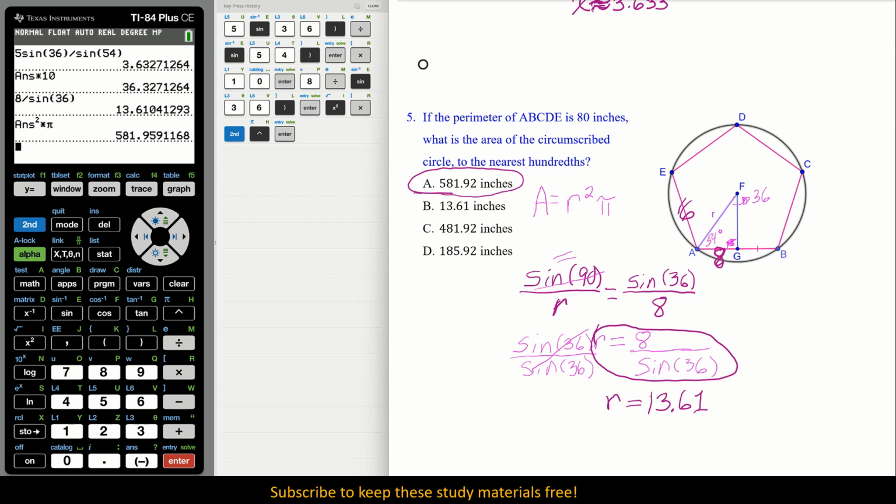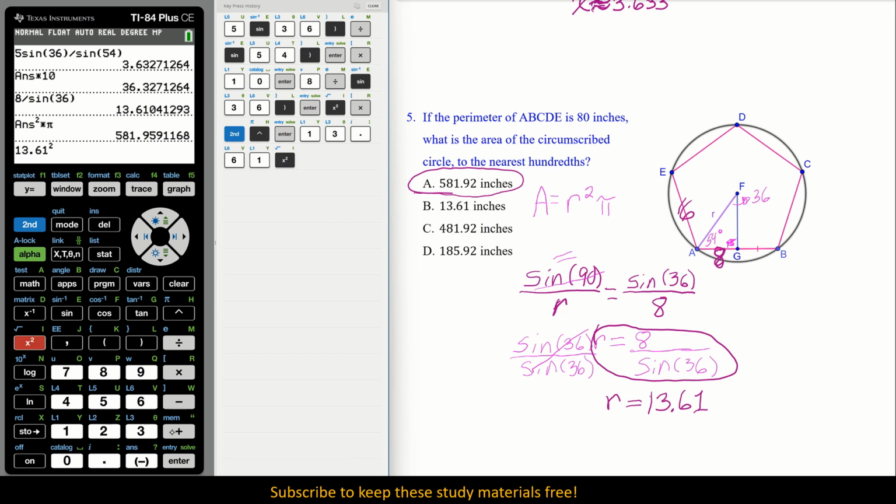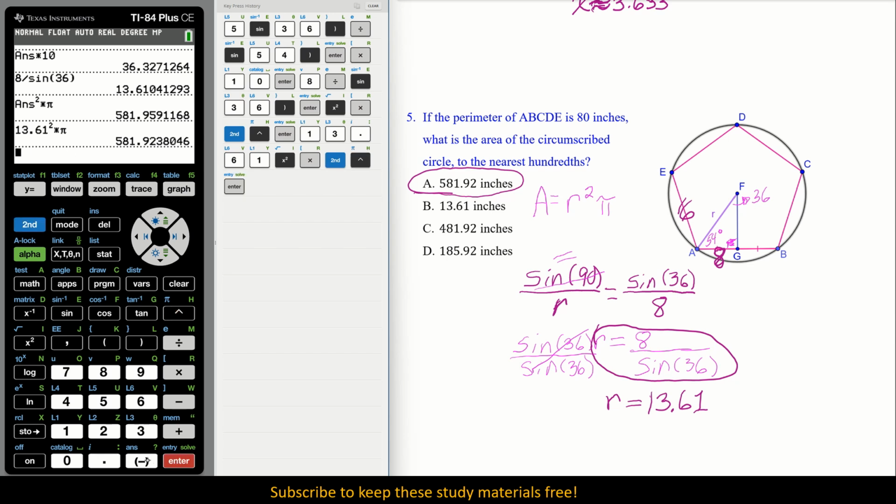That's going to bug me. But you know why I think it does? Let's put in 13.61, square that, and then make that times second caret up pi. Yeah, that's where it is. It's the difference of using the calculator value versus the rounded value that we wrote down. Perfect. All right, let's go to number 6.